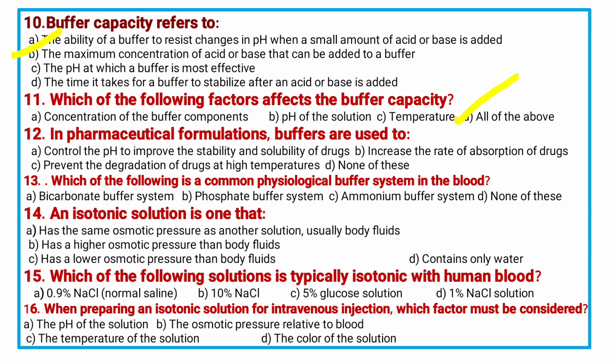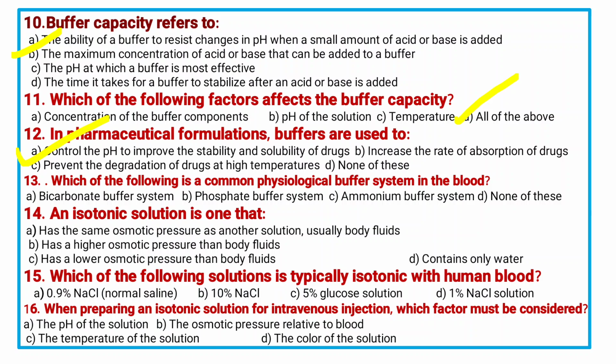Next, in pharmaceutical formulation, buffers are used to control pH, improve the stability and solubility of drugs. B. Increase the rate of absorption of drug. C. Prevent degradation of drug at high temperature. And D. None of these. Control pH to improve the stability and solubility of drugs.